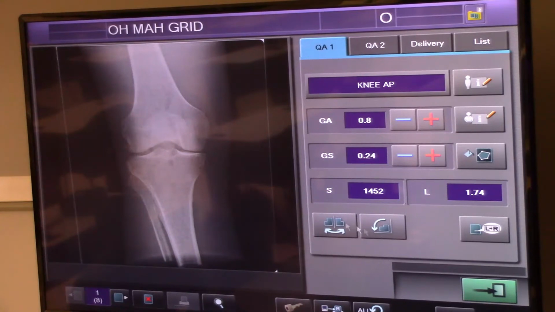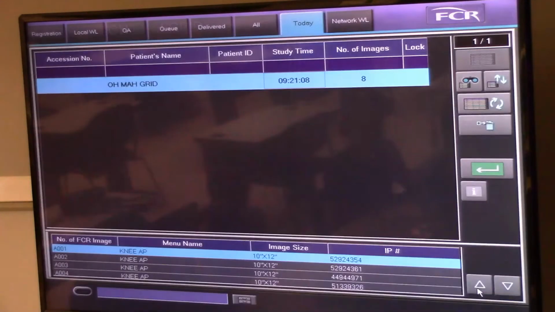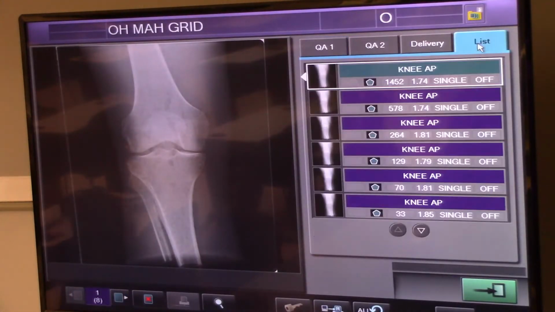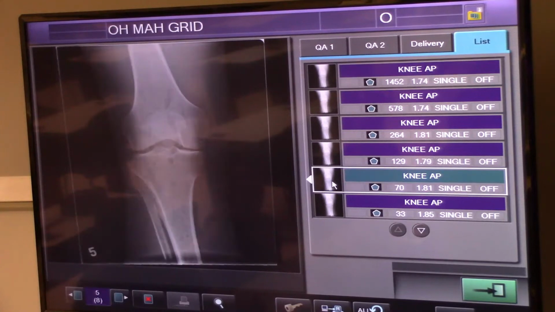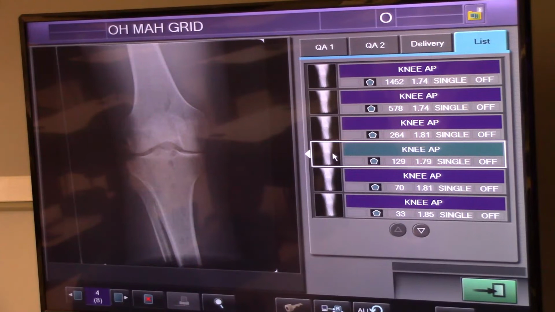Okay. All right, I think I'm back where we were. Now, where was I? Okay, this one. No, this one. This was the one with 129, right? S number of 129. That looks good. Okay, so it's a little overexposed, but not crazy overexposed.